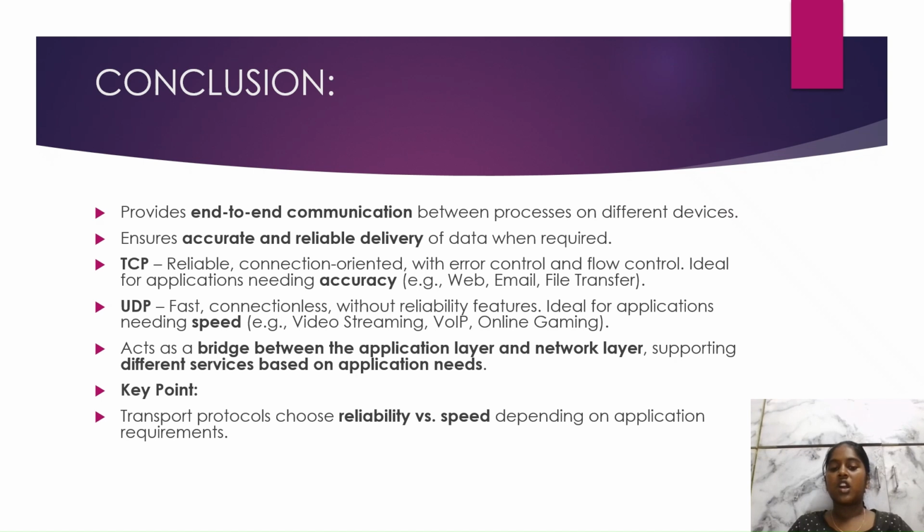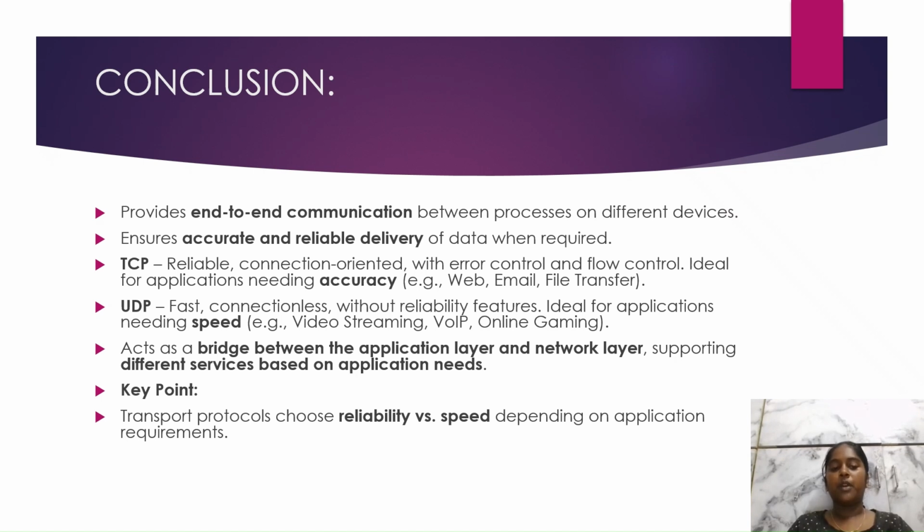UDP doesn't have error control or flow control, but TCP does. UDP is not an ideal one. TCP is ideal for applications which need accuracy, whereas UDP doesn't provide accuracy. It only provides speed.